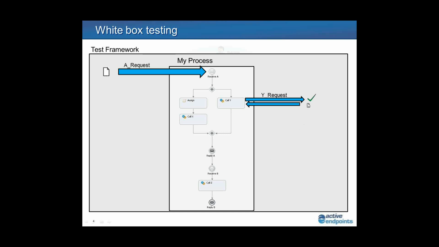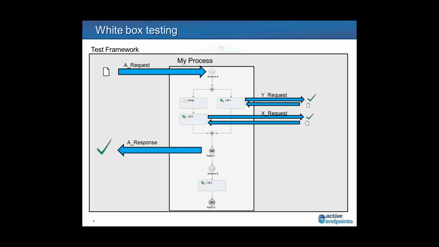Yes, it did. Then you'll send in this little white document here, which is the fake response for the call to Y. Then there's going to be a call out to X. Again, you're going to check the fact, you're going to note that the call out was made. Not only that it was made, but that it was made with the right kind of request document in it. So you check that out. Then give a fake response. And then ultimately the process will give a response to the original request, which you'll then check its content to make sure it has the right values.